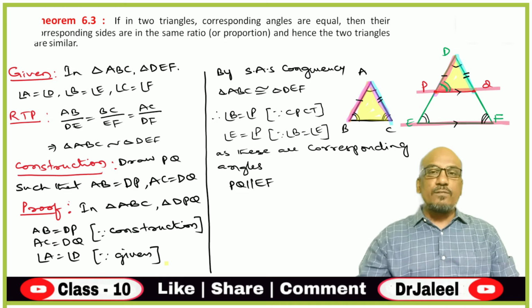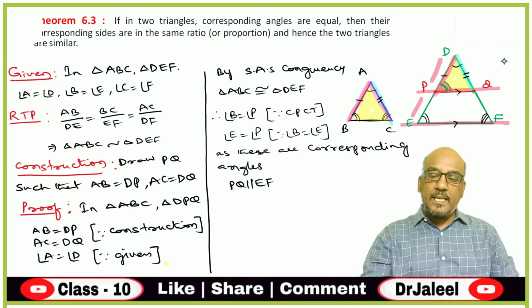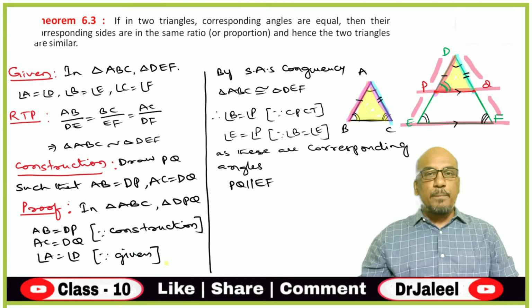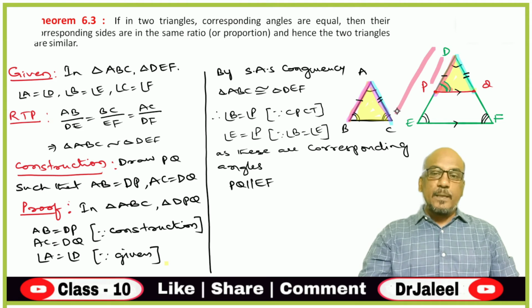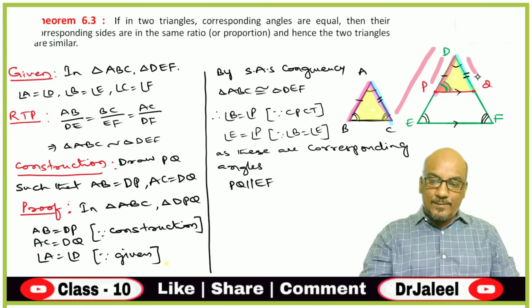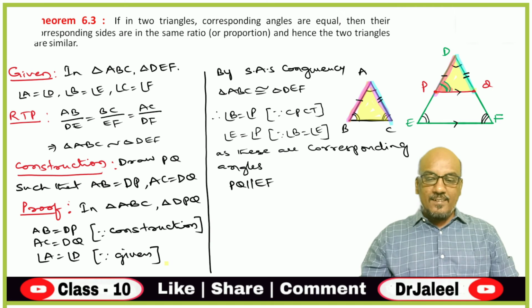PQ is parallel to EF. A line drawn parallel to one side of a triangle divides the other two sides in the same ratio. Which theorem is it? Basic proportionality theorem. It says that DP by PE, part by part, is equal to DQ by QF, part by part. But we have even a corollary of the basic proportionality theorem. What is the corollary? DP by DE, meaning part by whole, is equal to DQ by DF, also you can write. I hope you are able to understand.